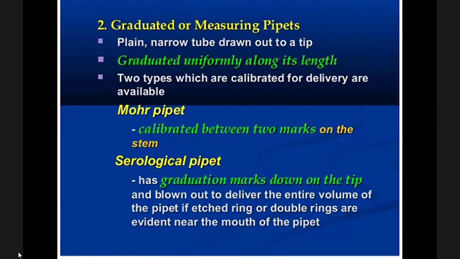Next, the other one, we have the graduated or measuring pipettes. Graduated, so meaning may ara sa mga markings, no? May mga 1 ml, 0.5, 0.1. So plain narrow tube drawn out to a tip, graduated uniformly along its length. Two types which are calibrated for delivery are Mohr pipette, calibrated between two marks on the stem, and the serological pipette.